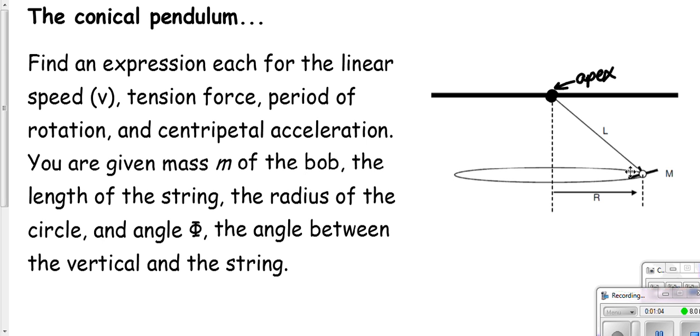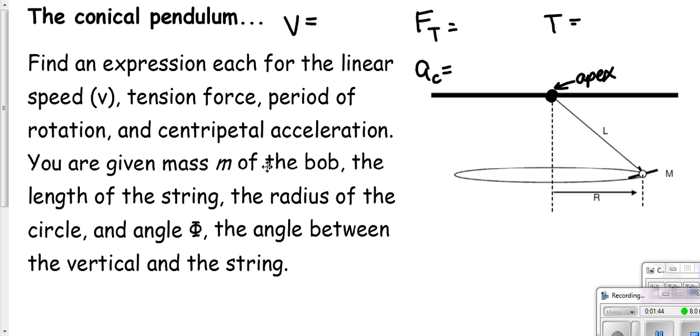So what we need to find is an expression for the linear speed, the tangential speed of the object, the tensional force provided by this string right here, the period of rotation, how long it takes to spin around in one full rotation, and the centripetal acceleration, which should be inversely proportional to the mass. So we can find force of tension and centripetal acceleration pretty easily. The capital T here implies that it's the period.